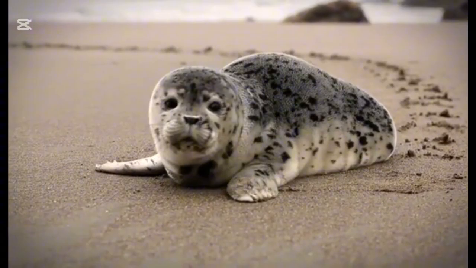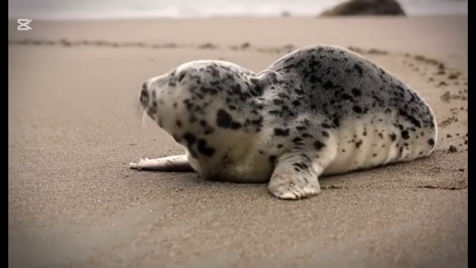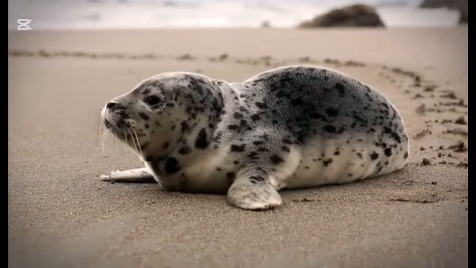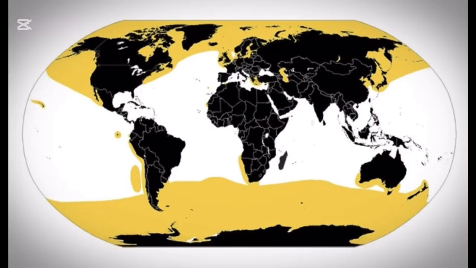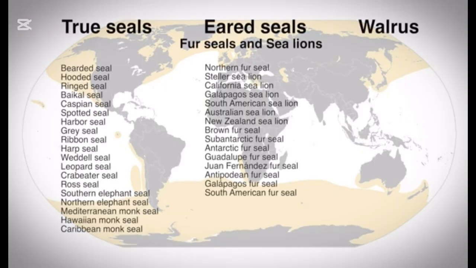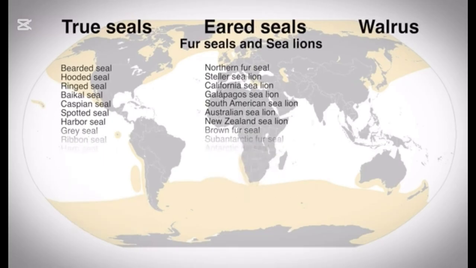The word pinniped means fin or flipper-footed. Pinnipeds are animals that live in water but are able to come on land for long periods. The 35 living species of pinniped are divided into 3 families: true seals, eared seals which include the fur seals and sea lions, and the walrus.